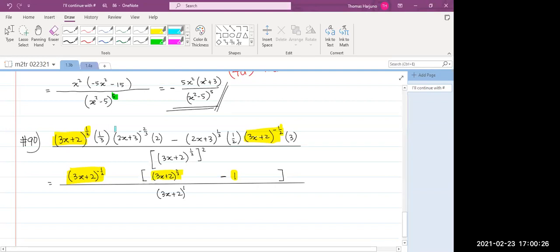Let's see the blue part. To the power of negative 2/3, and then the power of 1/3. So what comes out? It's 2x plus 3 to the power of negative 2/3, right? And then in the first part, I have only 1 left in the first term. What happened to the second term?